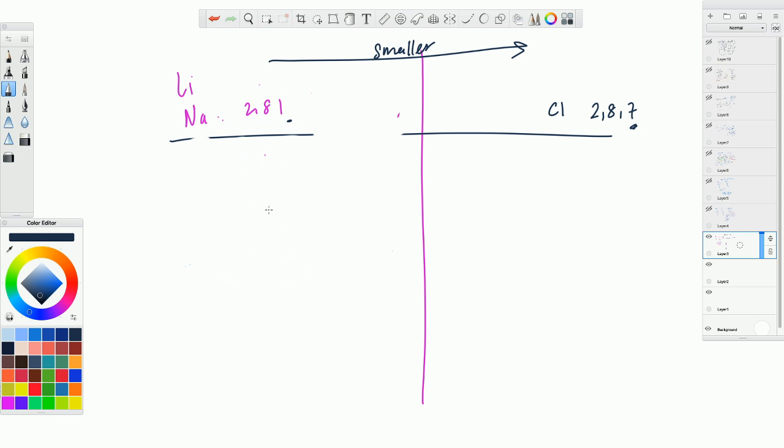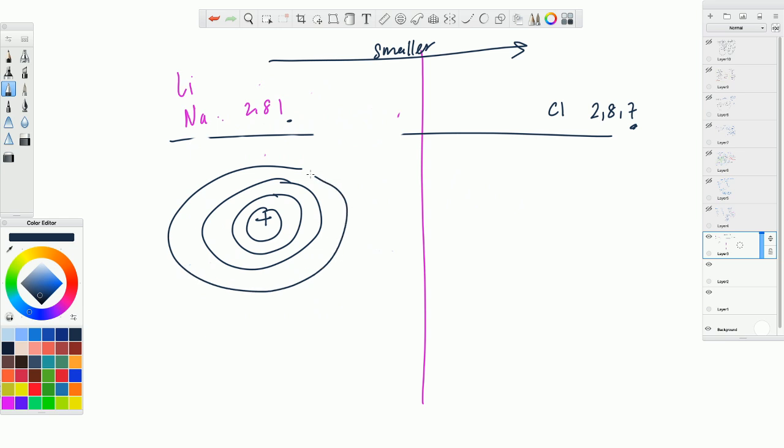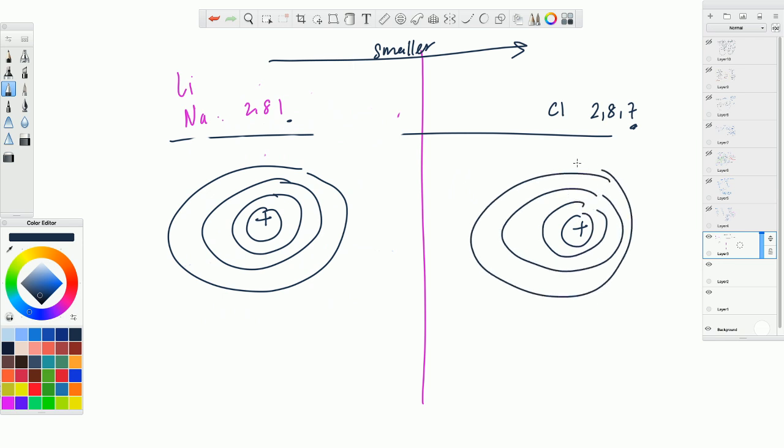okay, so this is the nucleus. The nucleus is positive. Okay, so 2, 8, 1. There are 3 shells, and then chlorine, the nucleus is also positive, but chlorine is 2, 8, 7. So it should be the same size.